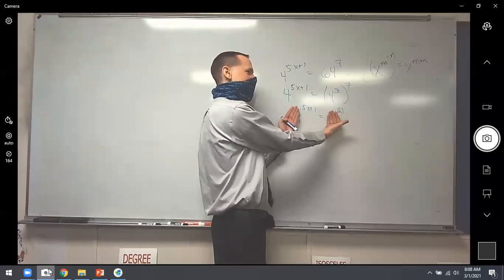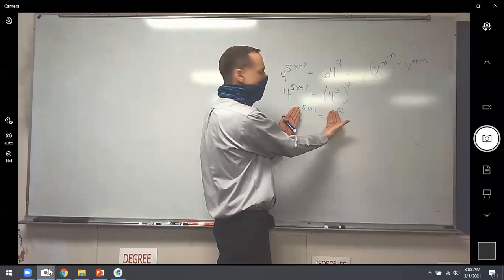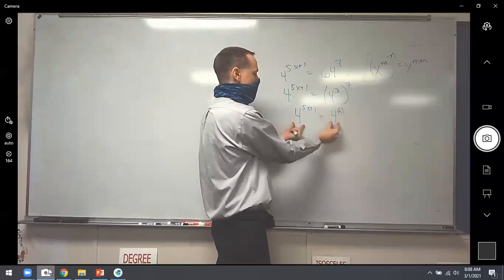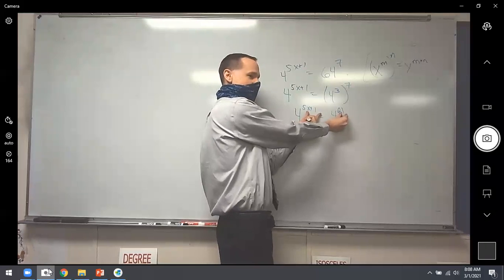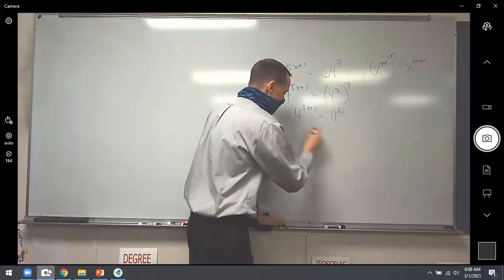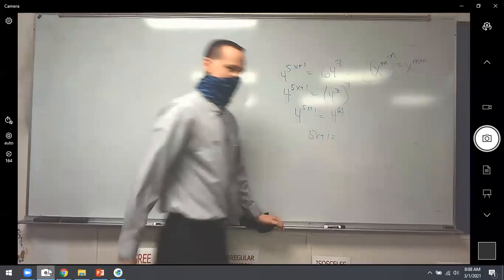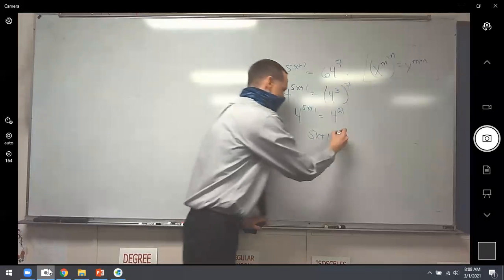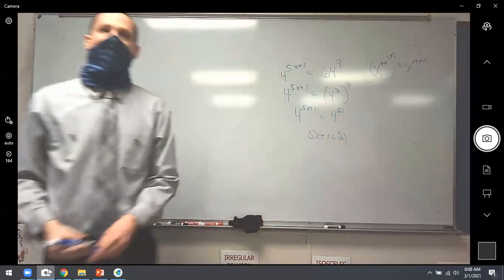And the theme is, if the bases are exactly the same, then you can basically ignore them, which is something we like to do. We just like to ignore things, which is great. So now this equation is just comparing the exponents. If their bases are the same, their exponents are the same. So this exponent, 5x plus 1, must equal the other exponent, which is 21.